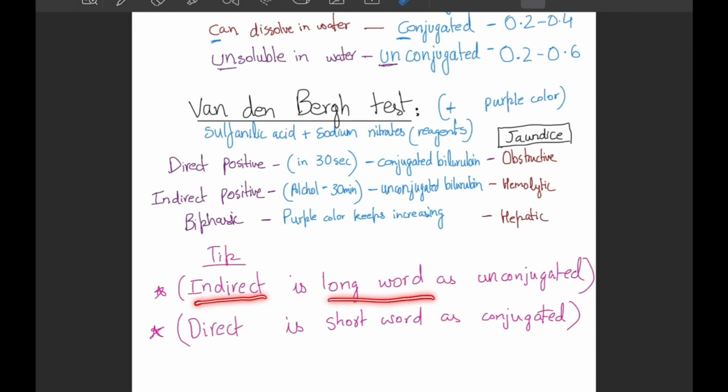So the tip for this is indirect is a long word, so unconjugated bilirubin, and direct is a short word, so this is conjugated bilirubin. So direct positive is in 30 seconds and conjugated bilirubin in the case of obstructive jaundice. Indirect is in alcohol 30 minutes, unconjugated bilirubin in case of hemolytic jaundice. Biphasic is purple color, keeps increasing in hepatic jaundice.